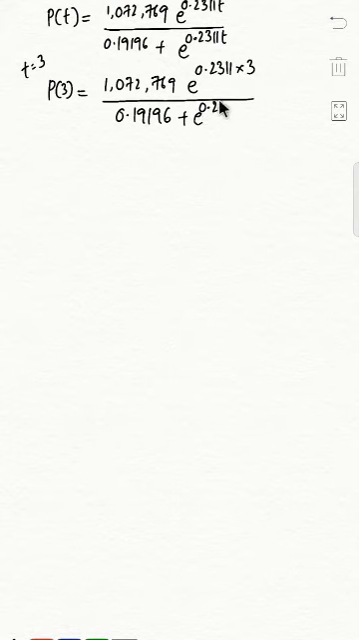1,072,764 e to the power of 0.2311 into 3, divided by 0.19196 plus e to the power of 0.2311 into 3. So when you calculate, this comes as almost equal to 978,830.